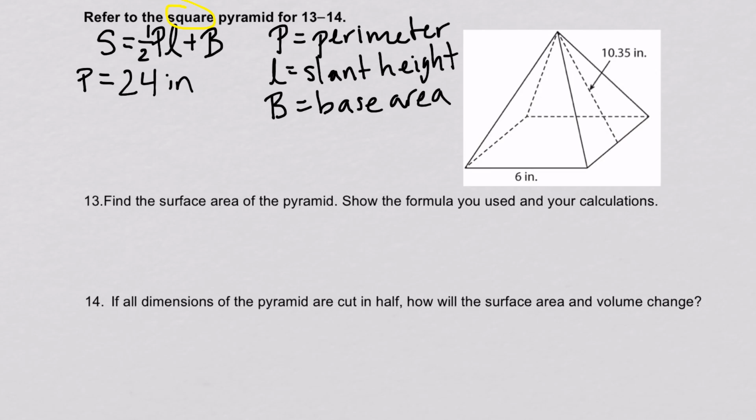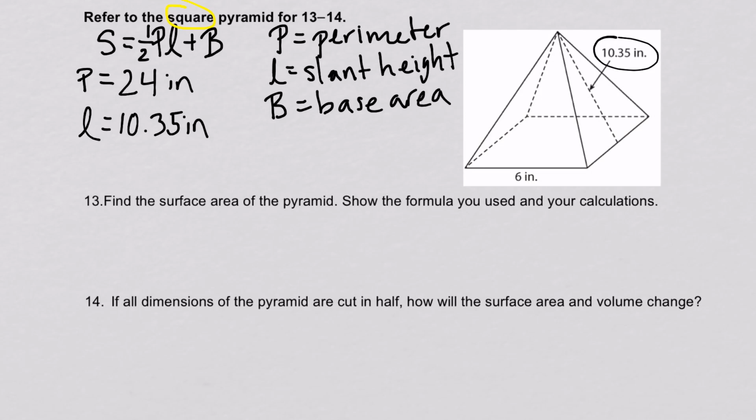The slant height. The slant height is the height that is slanted, that is not vertical, right? They gave me that one. It's 10.35 inches. If they do not give you the slant height, then you have to find it, okay? So for example, let's say that instead of the slant height, they gave me the vertical height right here, h. Then I could use that value and this side, which is 3, because it's half of 6, use the Pythagorean theorem, and then I could find the slant height. Okay, but in this case they gave it to me, so I'm going to go ahead and use it.